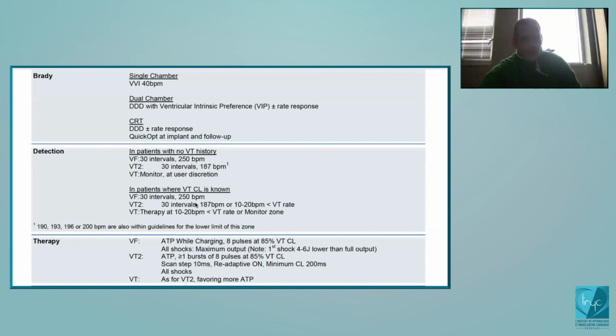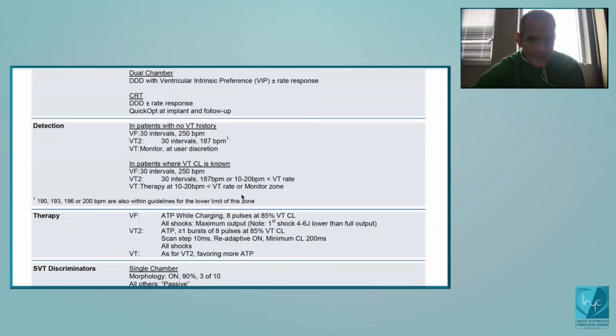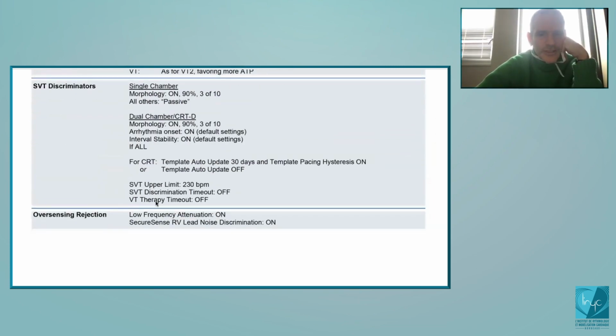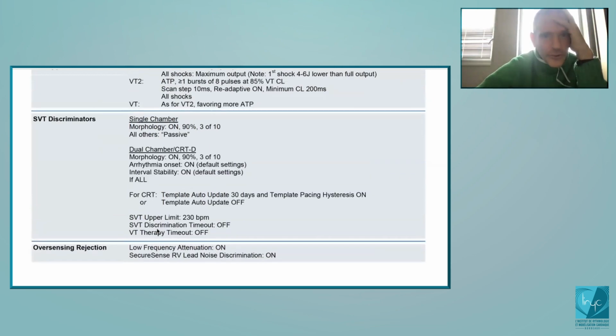In secondary prevention, you can have a second VT zone according to the rate of the clinical tachycardia. Something also important, and we're going to discuss it today: the SecureSense RV noise discrimination should be systematically programmed on. And I will try to explain why I think it's a really good idea to program this algorithm on.